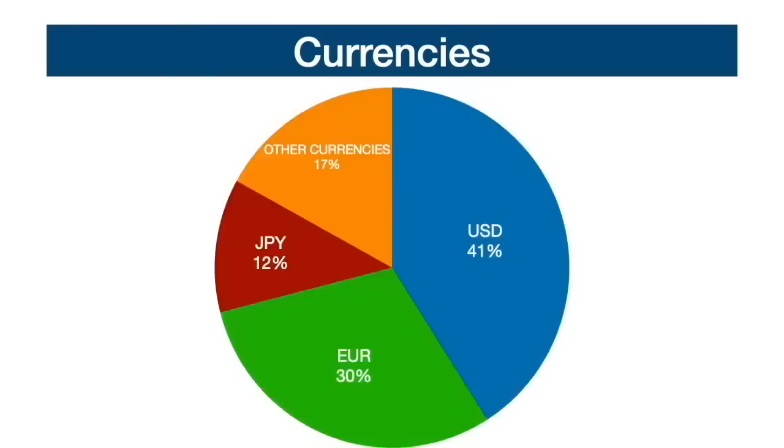41% of world trades are made in US dollars. 30% of world trades are made in euros. 12% of the world trades are made in Japanese yen. The remaining 17% of world trades are made in other currencies.